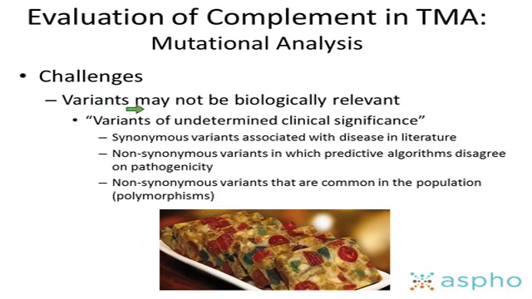If we do identify a variant, it may or may not be biologically relevant, and this leads to the dreaded variant of undetermined clinical significance, in that there are synonymous variants where there's no amino acid change that have been associated with atypical HUS in the published literature. There are non-synonymous variants in which the bioinformatic algorithms disagree on whether that variant is pathogenic. And there are also non-synonymous variants that are quite common in the population, which would be more considered a polymorphism.